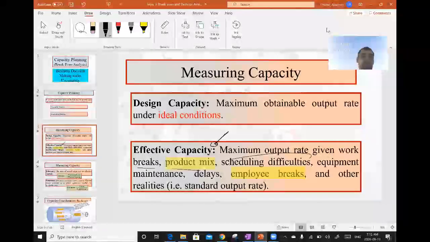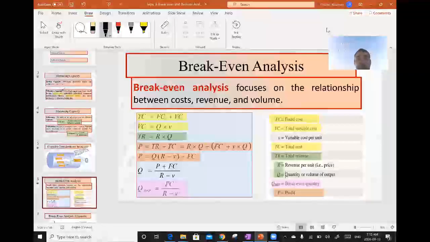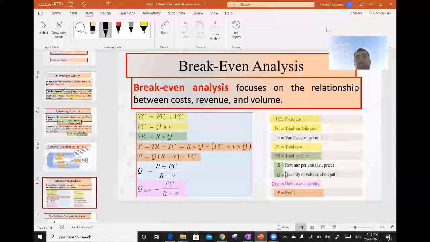And that's a very important number. That's what we're going to use in a lot of the problems we will see in this class. So let's dive into break-even analysis.